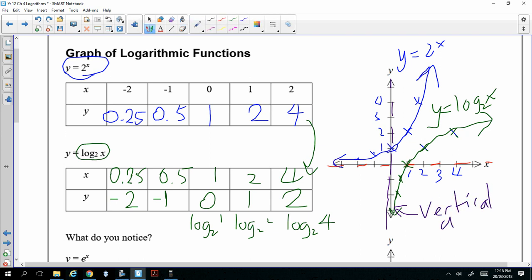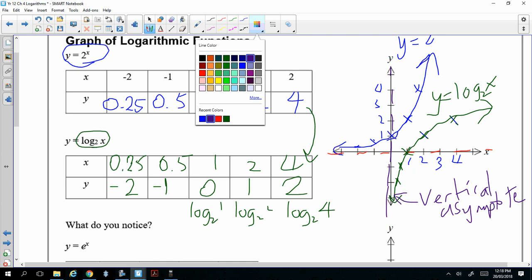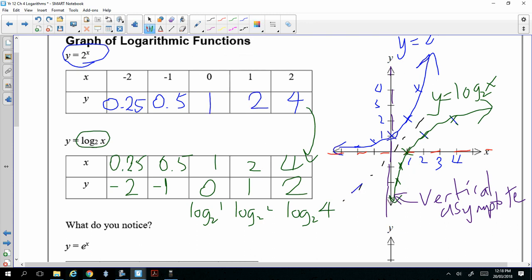Alright, so what do you notice? You will notice that, in fact, they are a reflection of each other, isn't it? They're a reflection about y equal to x. You will learn more about this in the inverse function topic. Okay? Alright, good.